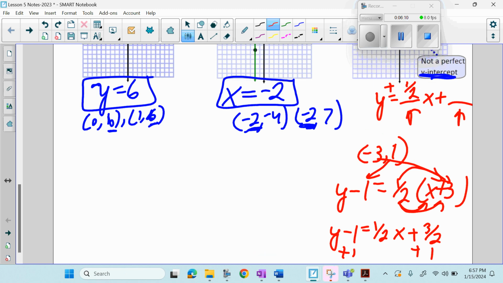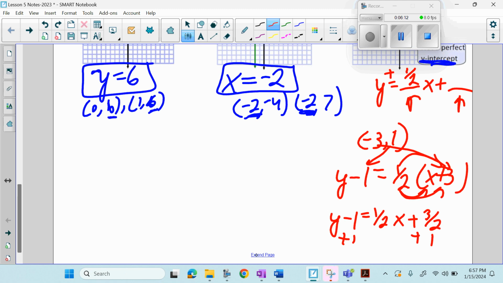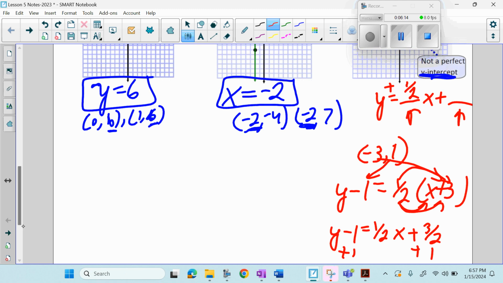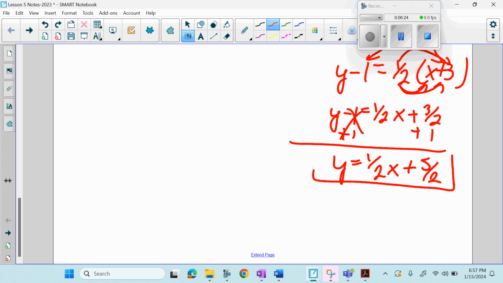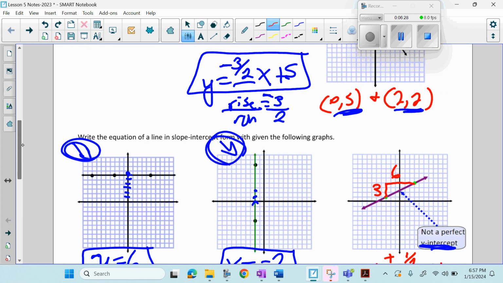And if you add 1 to both sides or type it in your calculator, these cancel and I get y is equal to 1/2 x plus 5/2. And so that is my equation for this. Y equals 1/2 x plus 5/2.